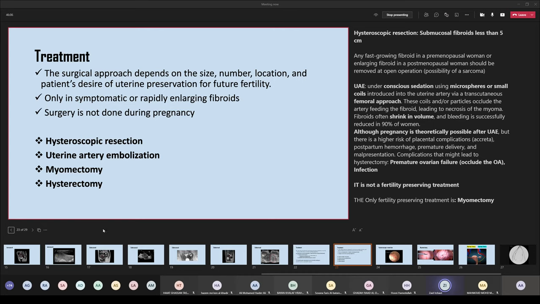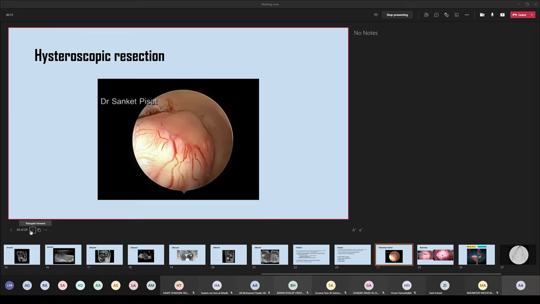Here we will just show you some examples of the surgical treatment, the surgical approach. This is a picture from a YouTube video of a hysteroscopic resection. This large, I think pedunculated, submucosal fibroid is visible with the hysteroscope, before removal of the submucosal fibroid.